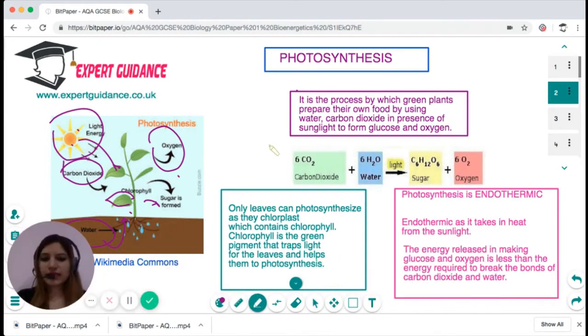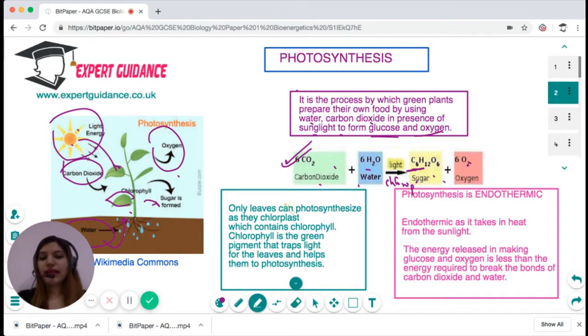So it is a process by which green plants prepare their own food by using water, carbon dioxide in presence of sunlight to form glucose and oxygen. And you need to remember this equation. This is very important. CO2 and water in presence of light, and you can also write chlorophyll if you want, to form sugar and oxygen, or glucose and oxygen. If you can remember the word equation, that would be great. So it is carbon dioxide plus water, H2O gives C6H12O6 plus O2. Remember, you have to put 6 everywhere except in the glucose.